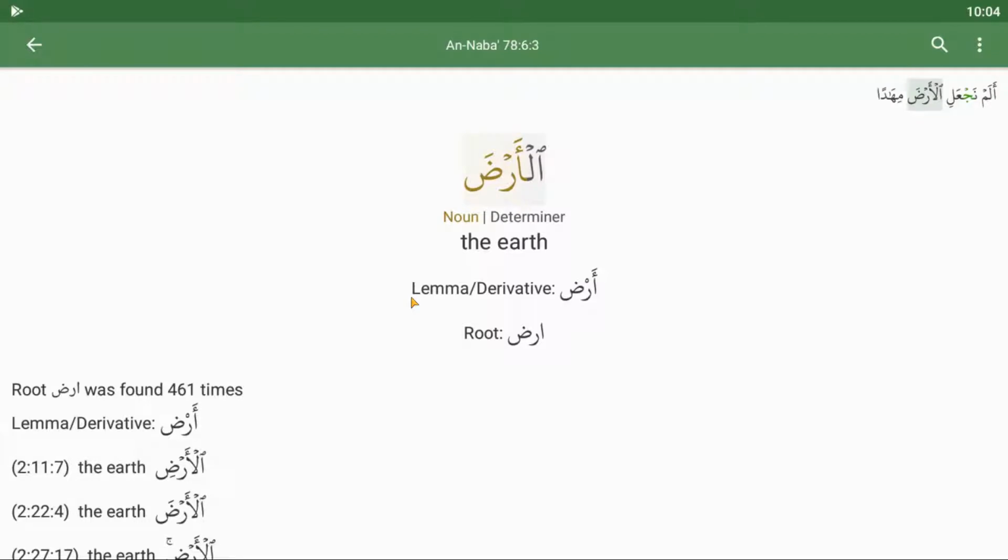But Allah subhanahu wa ta'ala will mention only those things which are so important, because He created everything. I mean, what should He mention? خَلَقَ كُلَّ شَيْءٍ, He created everything. But He specifies that He created the earth, which is very important because we are living on it. And it comes in the Quran 461 times.